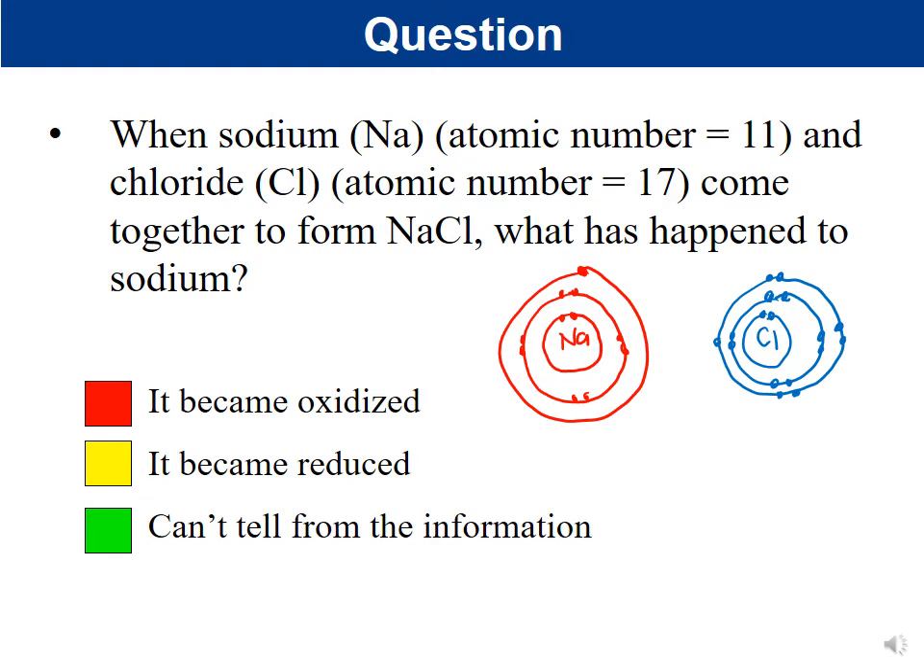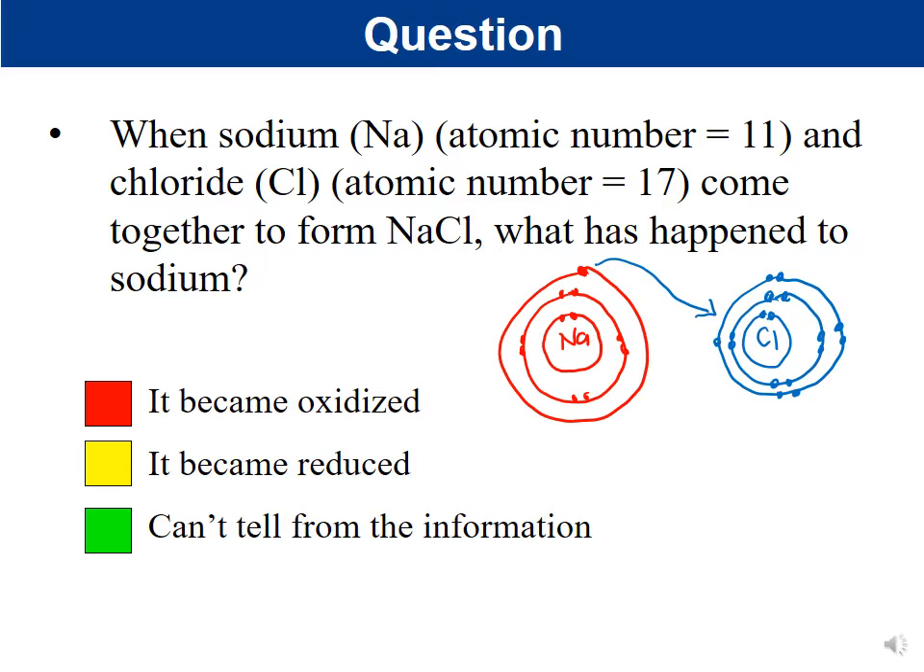Sodium, on the other hand, has 1 valence electron. How many more would sodium need to acquire to fill its outer shell? And the answer is 7. That's not very likely. So sodium is not going to try and gain electrons. Instead, sodium is going to donate the electron.